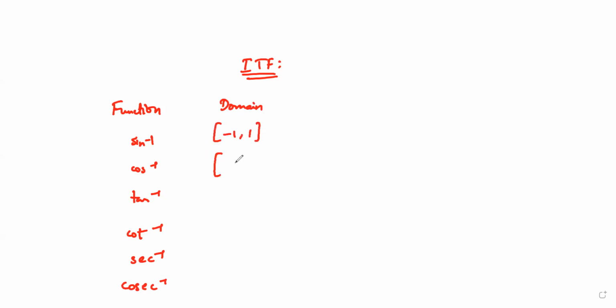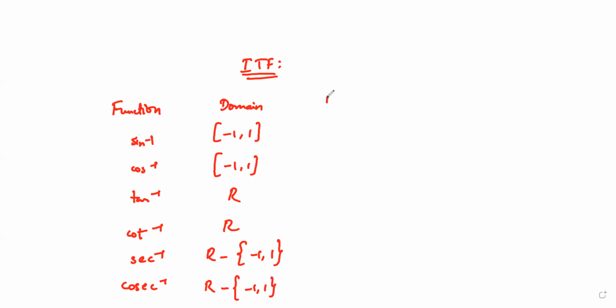So you have 6 functions in total. That is sine inverse, cos inverse, tan inverse, cot inverse, secant inverse, and cosecant inverse. And take the domain. So what is the domain of this? -1 to 1, -1 to 1, R, R, R minus of -1 comma 1, R minus -1 comma 1.